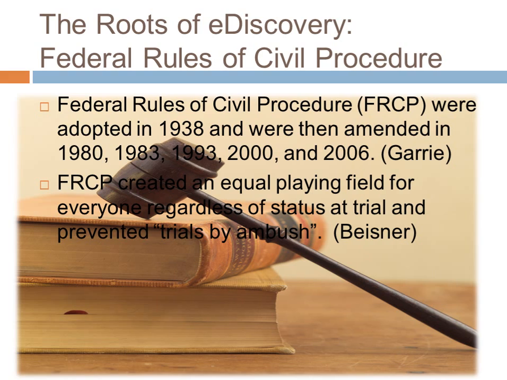The roots of e-discovery. Federal Rules of Civil Procedure. The Federal Rules of Civil Procedure, FRCP, were adopted in 1938 and were then amended in 1980, 1983, 1993, 2000, and 2006. FRCP created an equal playing field for everyone, regardless of status, at trial, and it prevented trials by ambush.